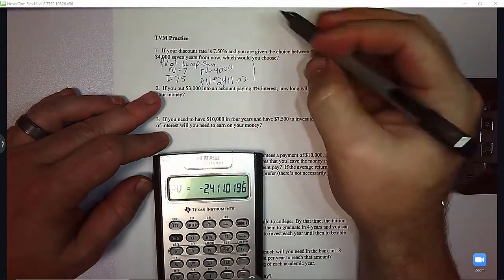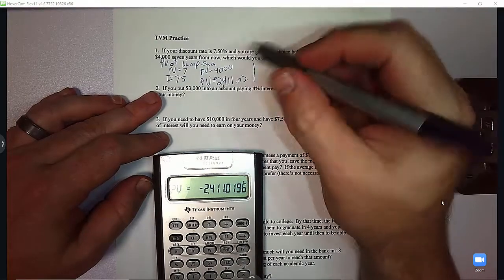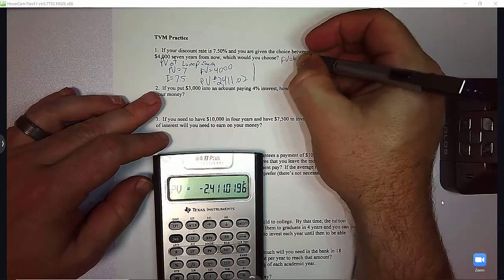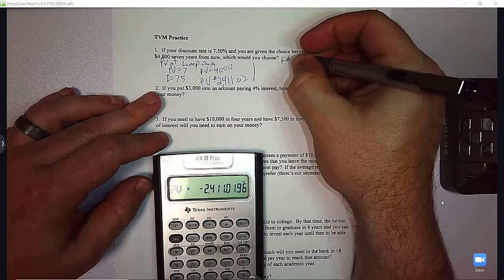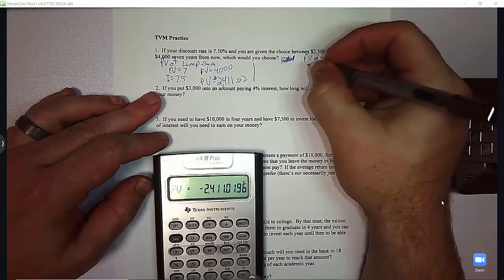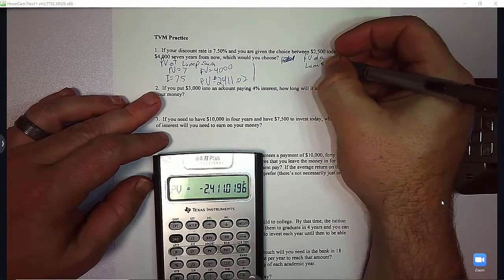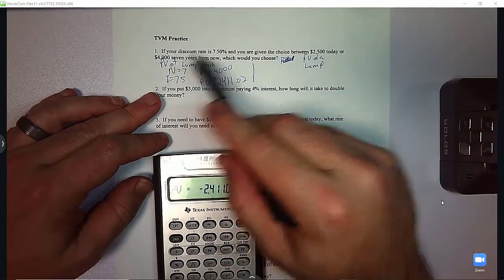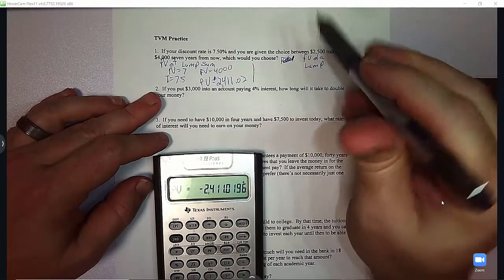So the second way to work this is that we're going to find the future value of a lump sum. So instead of finding the present value of the $4,000, this time we're going to find the future value of the $2,500.